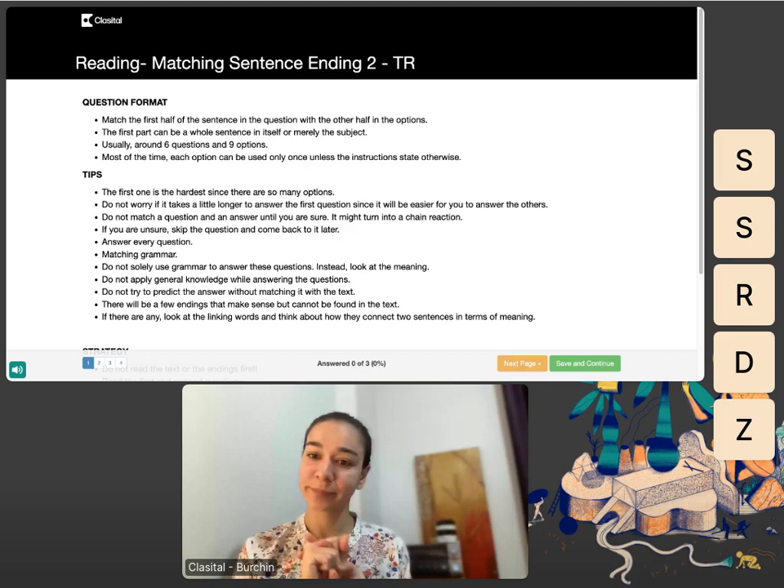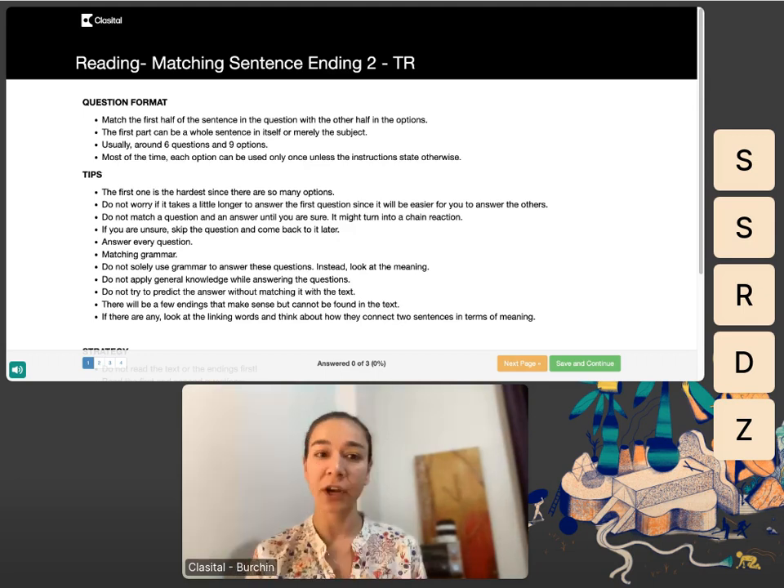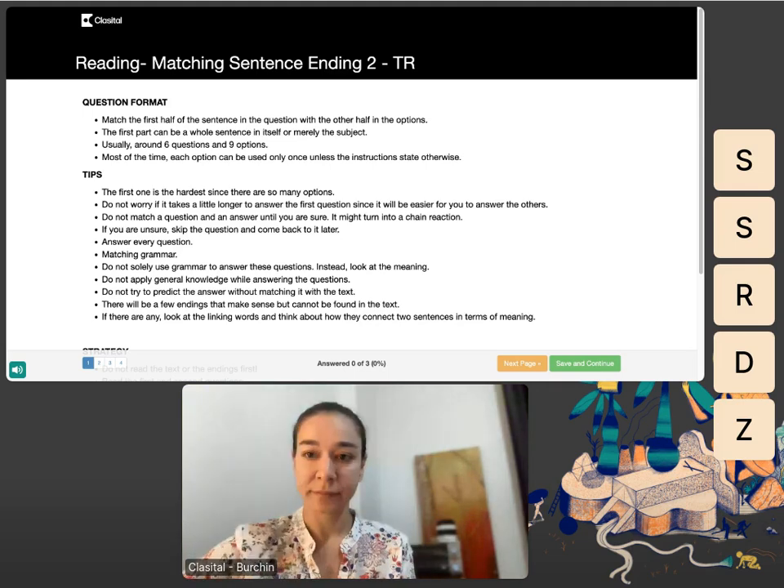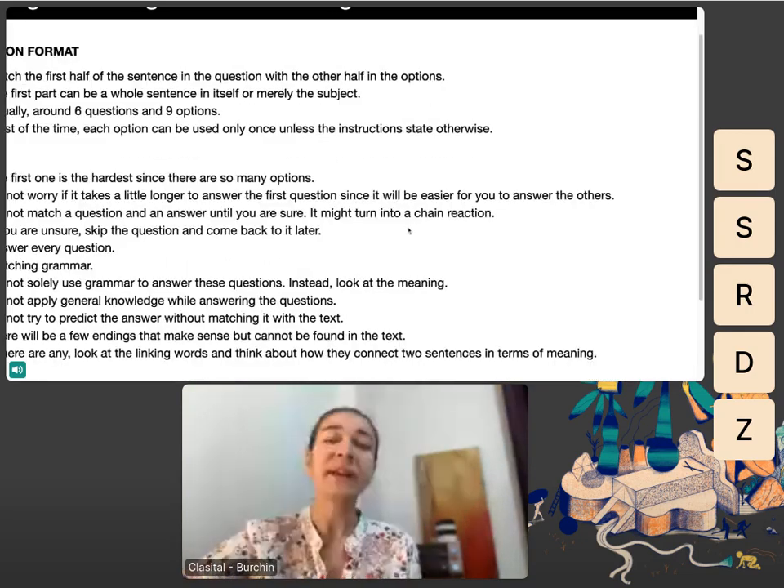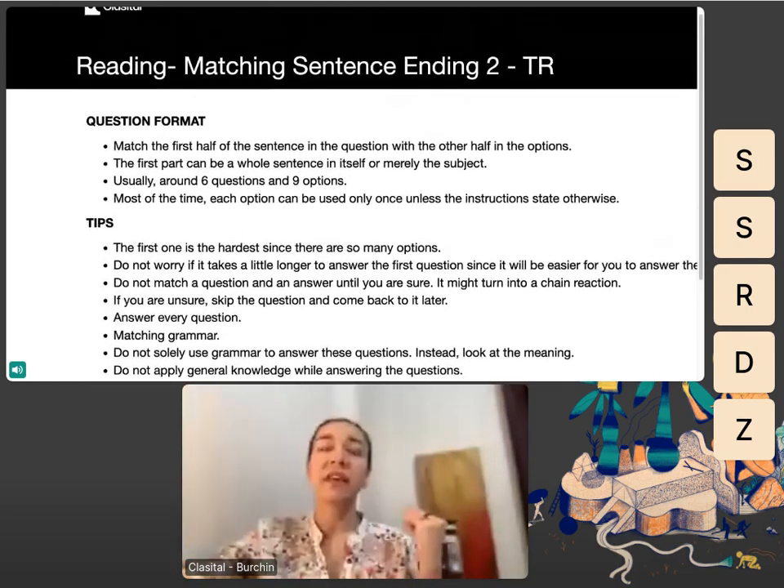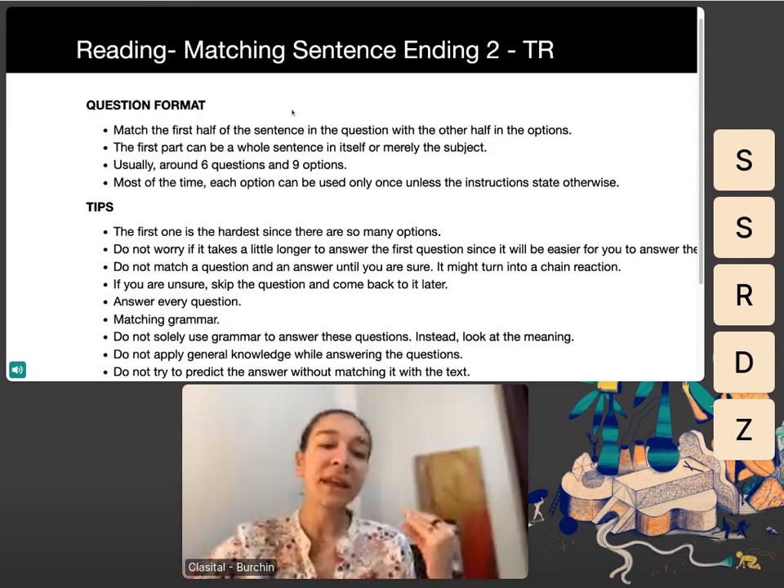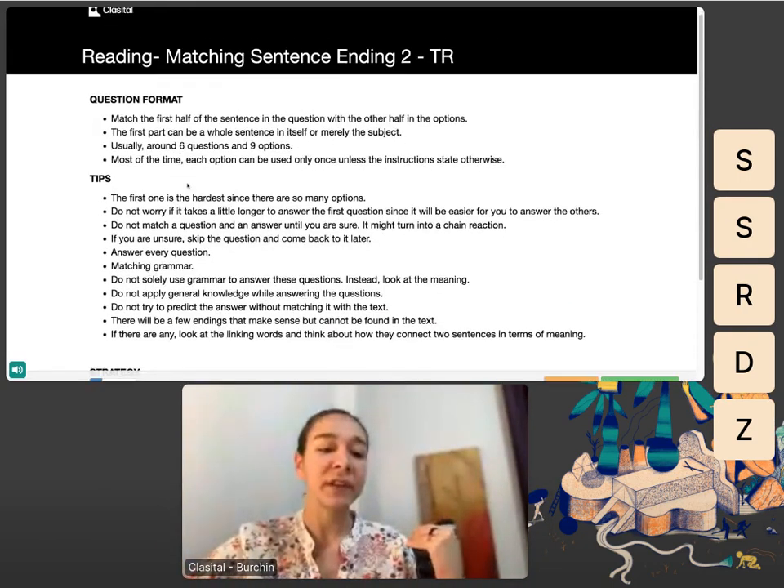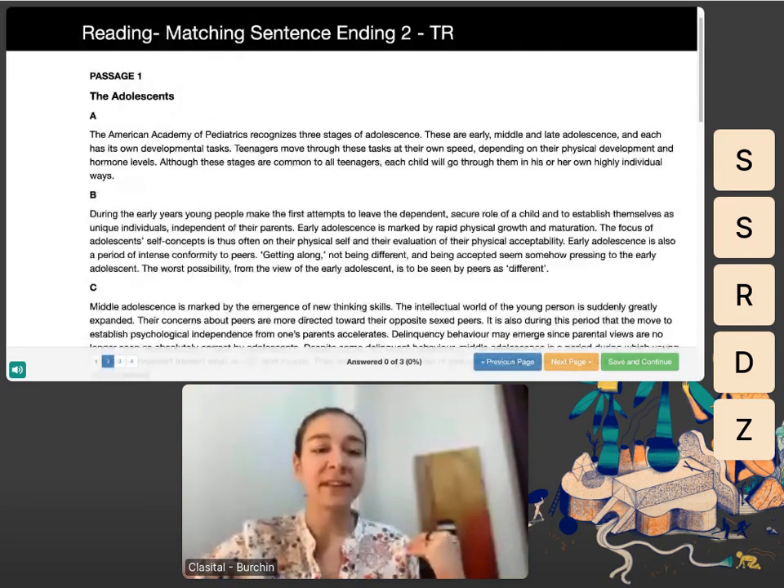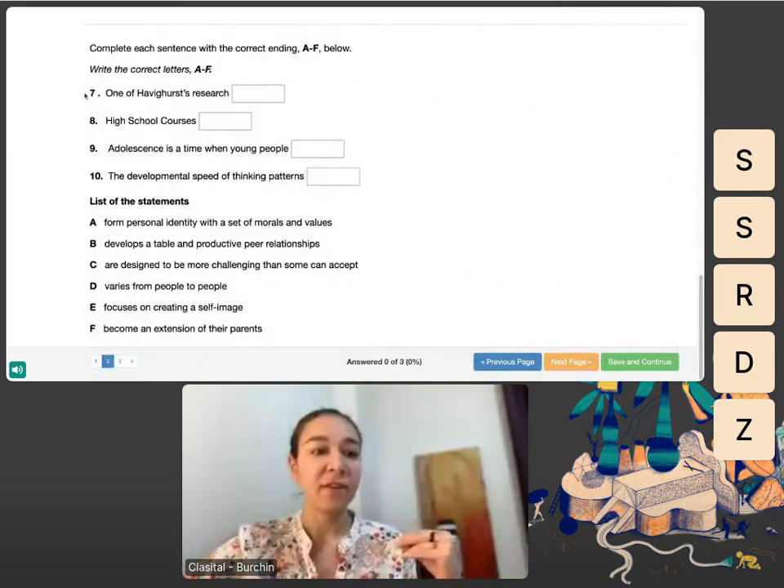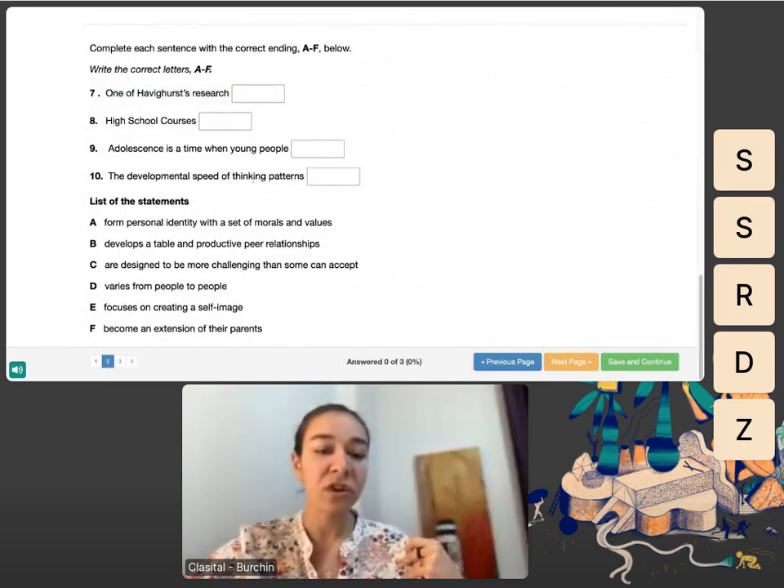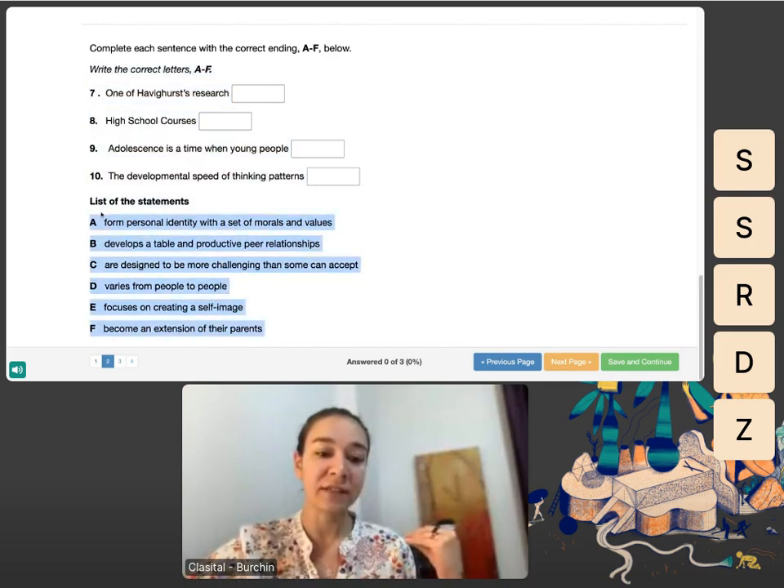You can see this kind of question in every part of the exam, like in section 1, section 2, and section 3, as you will see here. Let me share the question format with you. In this question type, you will be given the beginning of a sentence and you will match them with the given sentence endings, like that one. You are going to write a letter, the end of the sentence from here.